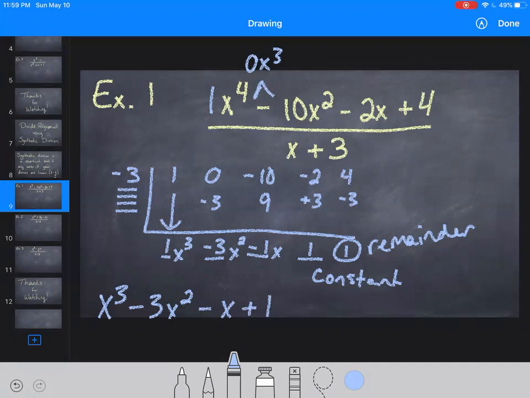And then remember, whenever we want to write our remainder, we look at it. If it's positive, we're going to put a plus sign. We put the remainder over our divisor. Our divisor is that x plus 3. So I have 1 over x plus 3. And that is my answer.